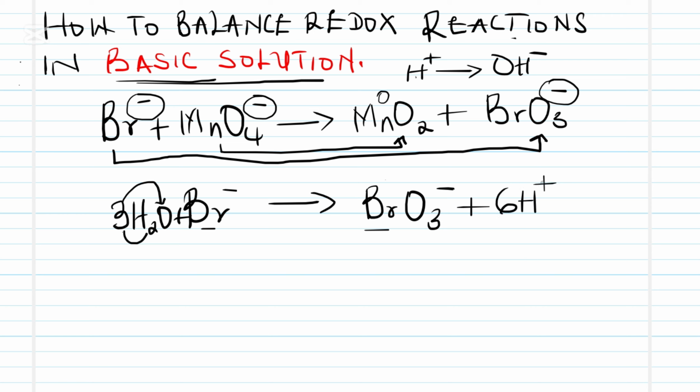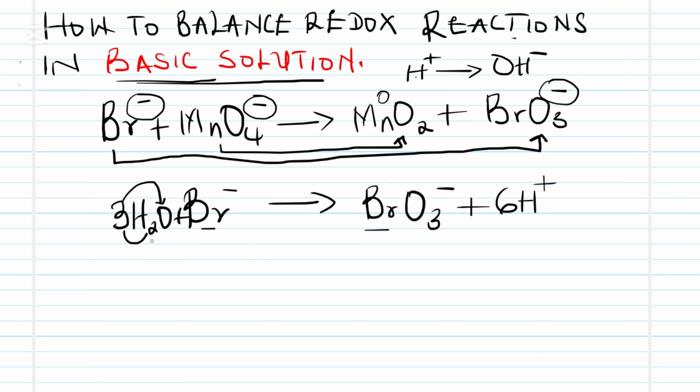Okay, remember that we're going from acidic to basic, and that means that if you introduce hydrogen ions, you've added an acid. So you've now started balancing in acidic solution. Okay, now from here we can go and balance for the basic solution. Now let's count our atoms to know whether they're balanced or not.